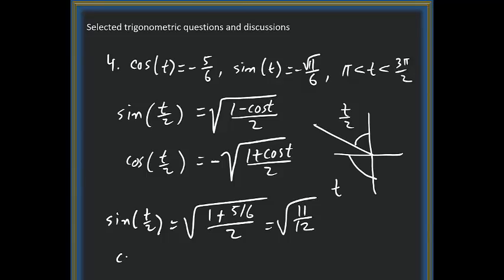Same way, cosine t over 2, we see that it is in quadrant 2. So that will give me a negative sign. And the formula is 1 plus cosine t. So when I plug this value, that gives me 1 minus 5 over 6 over 2.